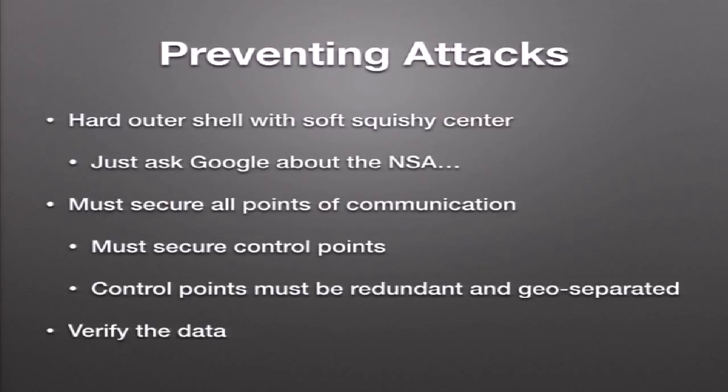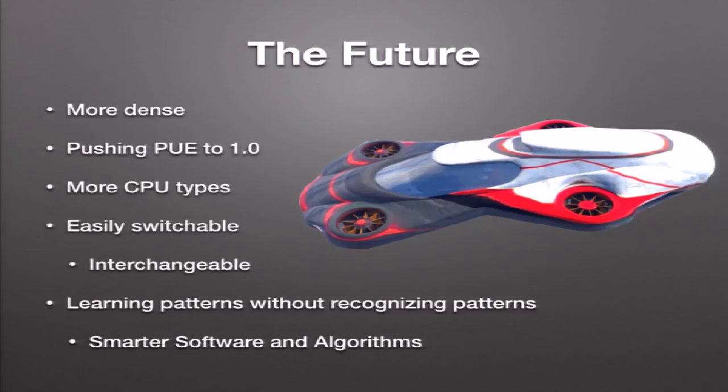So you need to verify the data. You've got to control all your control points such that they're redundant and independent of geography. So they're geo-separated so that if one site gets hit, you've still got something to come up in another site somewhere. So the future, where things are going, it's just going to get more dense.